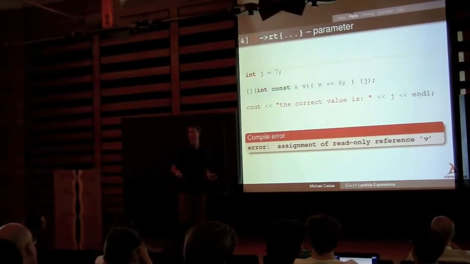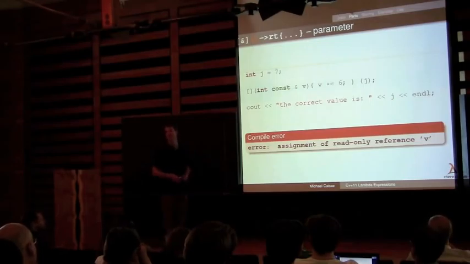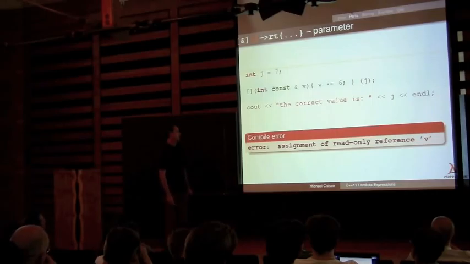But here, this is great, right? We now have lambdas as a built-in thing, and the compiler can tell us exactly what's wrong. Assignment of read-only reference V. I mean, it couldn't be clearer, right? This is wonderful.